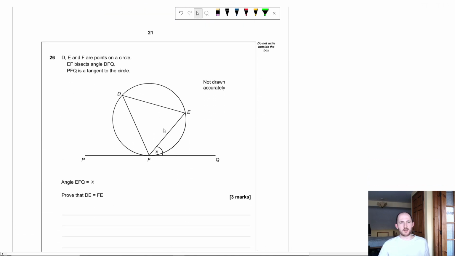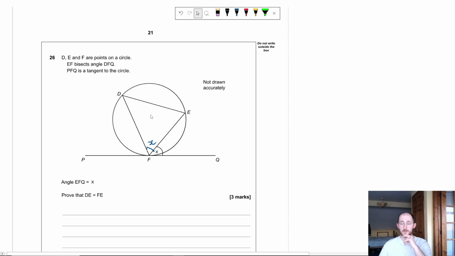Oh look, circle theorems, everyone's favourite. So we have D, E, F are points on a circle. EF bisects the angle DFQ. So what that means is this is also X, because they bisect each other. And PFQ is a tangent to the circle. Now again, do you remember what the rule is here? Because we have a chord going along here, right? We're going to have the alternate segment theorem, okay?